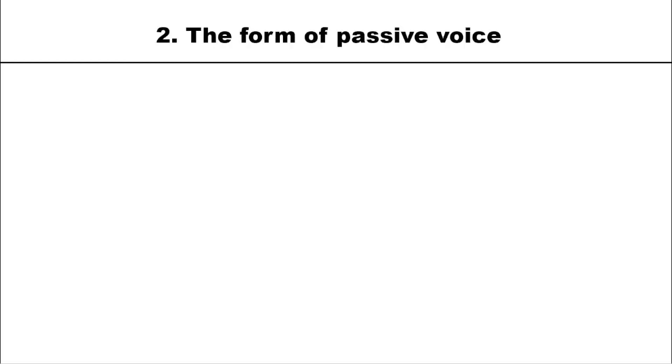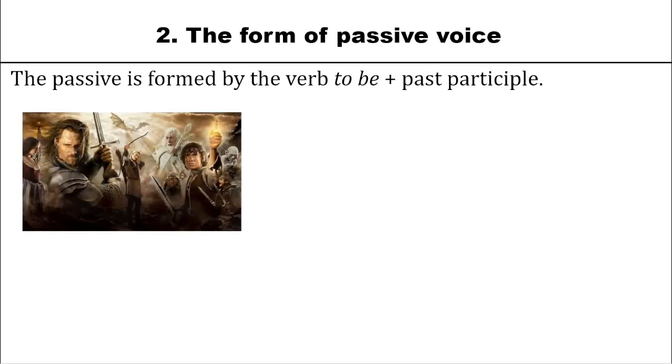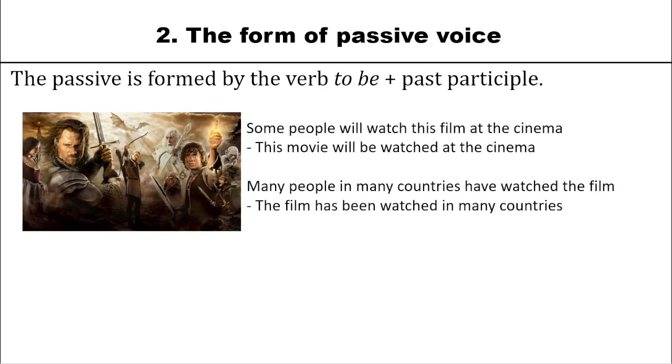Okay, now let's look at the form of passive voice. Okay, we have finished talking about the use of passive voice. Now the form. The passive is formed by the verb to be plus past participle or verb 3. For example, some people will watch this film at the cinema. Okay, that's the active sentence. This movie or this film will be watched at the cinema. Here we have be plus past participle, will be watched.